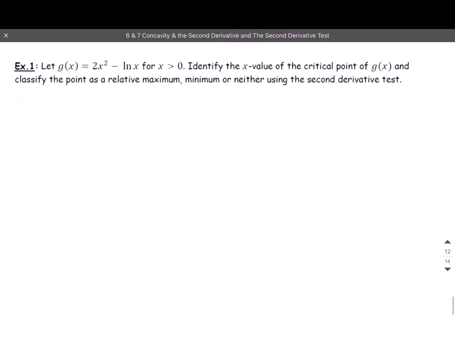Let's try an analytic problem. Here we have g of x is 2x squared minus the natural log of x for x greater than 0. We're going to identify the x value of the critical point of g of x, and classify the point as a relative maximum, minimum, or neither, and we're going to use the second derivative test, just so we can try it once.